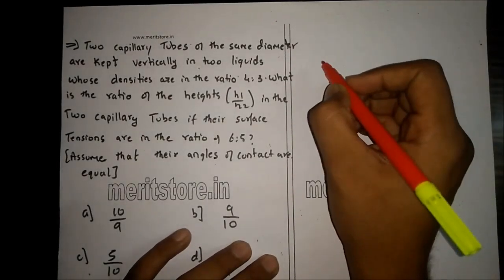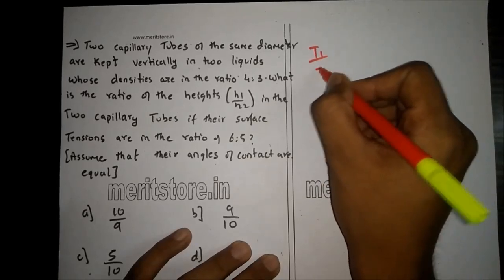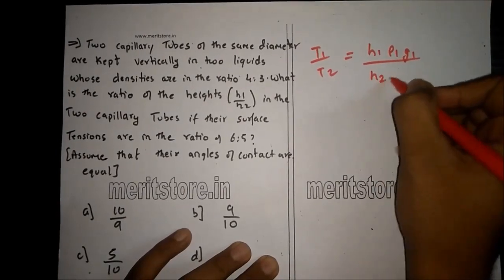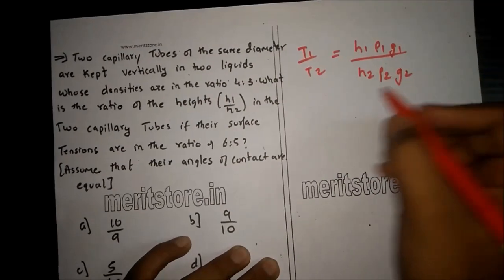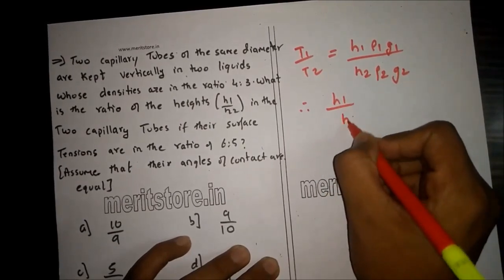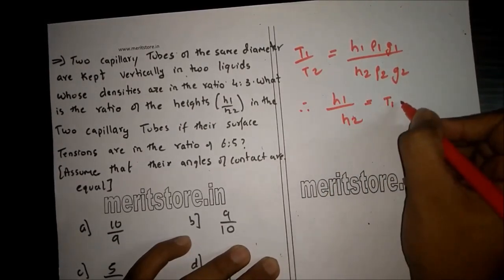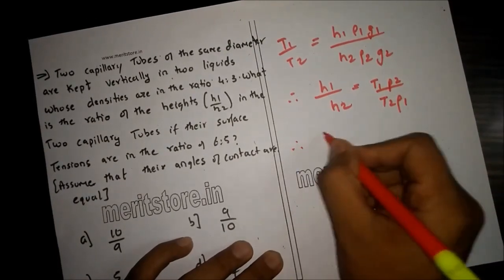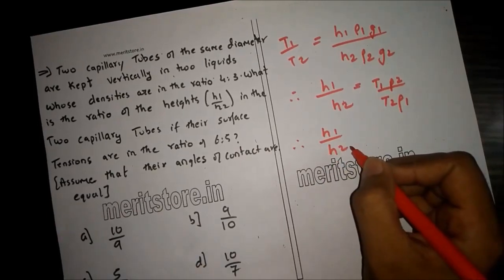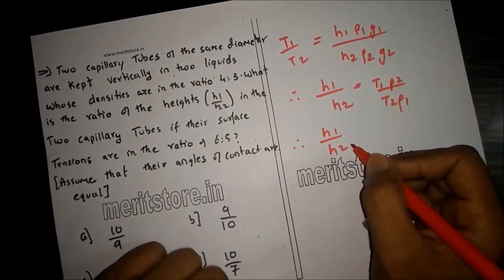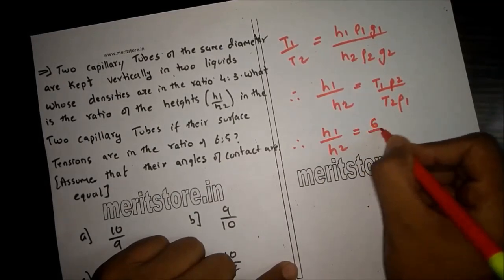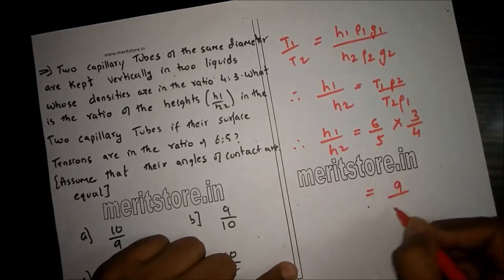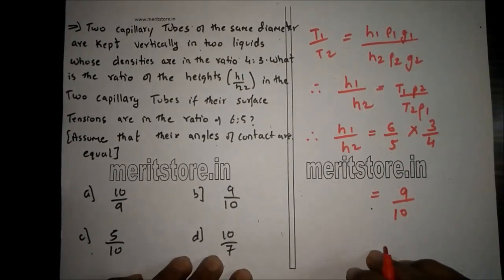Now, let the ratio of the surface tension T1 upon T2 be equal to h1 rho 1 g1 upon h2 rho 2 g2. Therefore, h1 upon h2 will be T1 rho 2 upon T2 rho 1. We know the ratios of the tension and the rho, so we substitute the values and get 6 upon 5 into 3 by 4, which is equal to 9 by 10. Therefore, the correct answer will be option B.